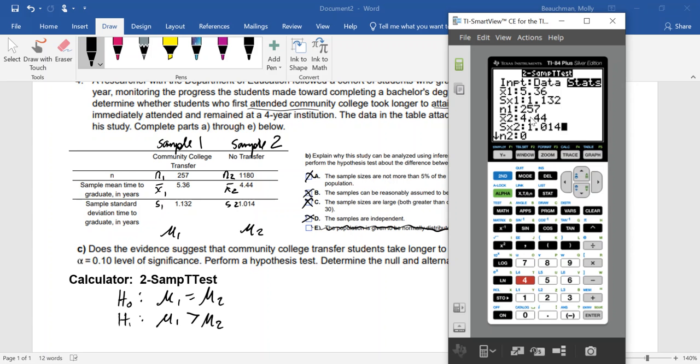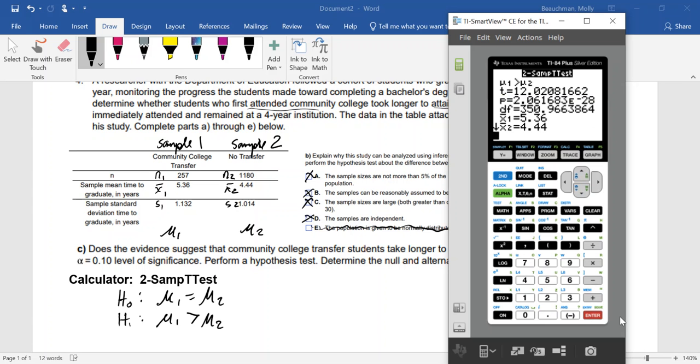So that means it took them a mean of 4.44 years. N2 is 1,180. Now we want to type in, is mean 1 greater than mean 2? So mean 1 greater than mean 2, enter. We're not going to pool our data, so hit no for pooled, and now we're ready to calculate.